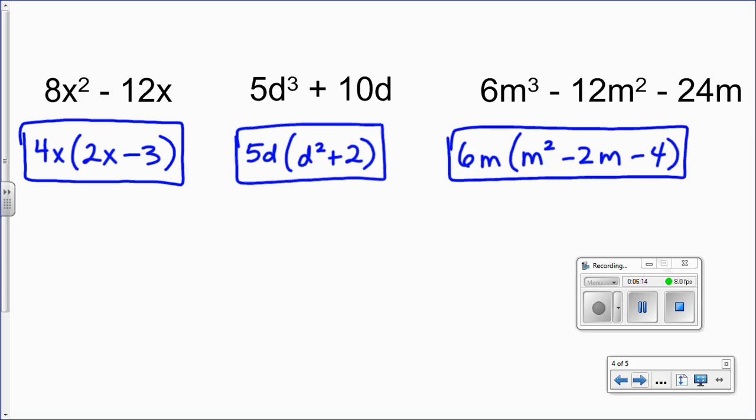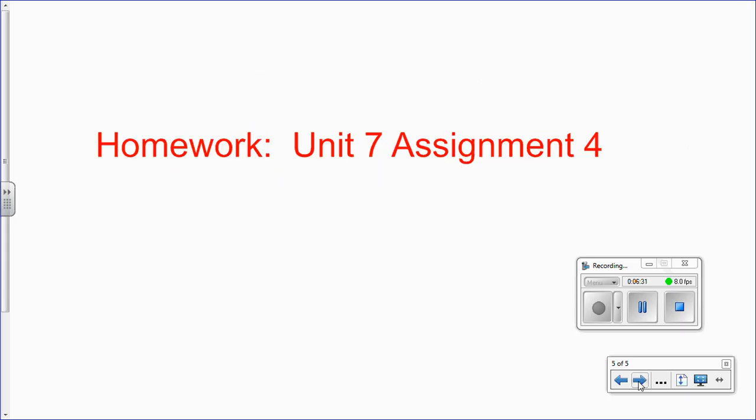Remember, you can always distribute to check that you did this correctly. So that is factoring out a greatest common factor. So factoring out something at the beginning. Distributive property backwards. Okay, do Unit 7, Assignment 4.